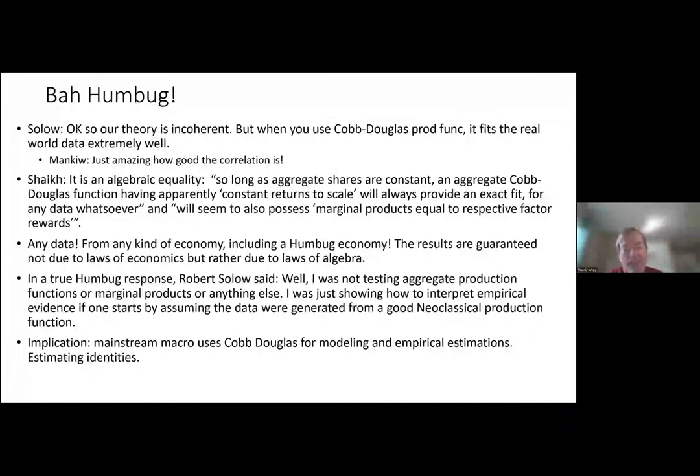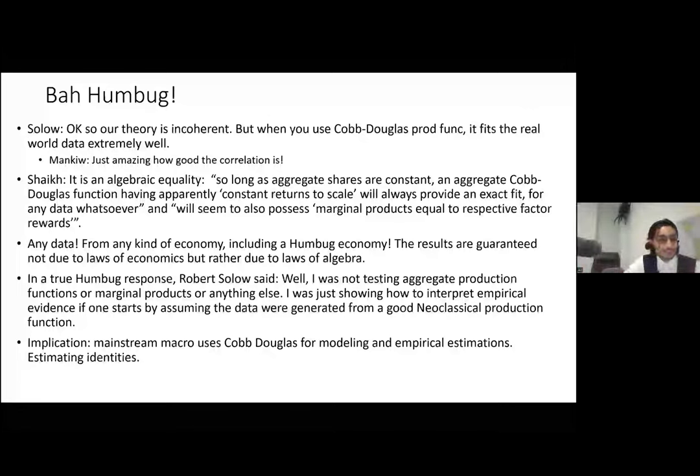Solow says, okay, well, our theory is incoherent. But when you use a Cobb-Douglas production function, it fits the data really well. That's what my lecturer said when I brought the Cambridge controversies up in regards to the production function. So here's the answer you want to give them. And so Mankiw in his textbook says it's just amazing how good the correlation is. He never mentions the Cambridge controversy. And probably in truth, he's never heard of it. I wouldn't be surprised at all if he's never heard, they lost this debate.